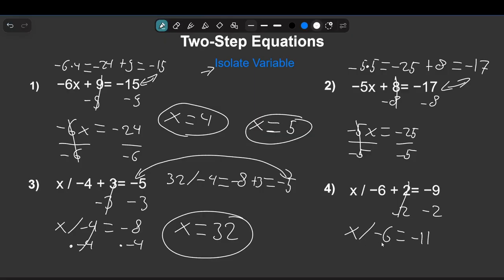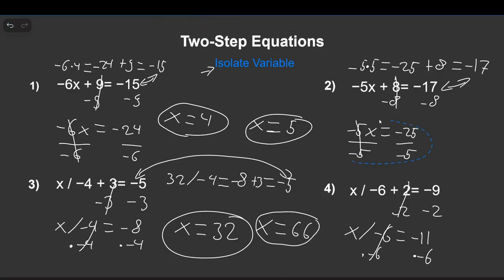And next step will be timesing or multiplying minus 6 on both sides. Minus 6. Well, again, these two cancel each other out, so we are left with our variable. So minus 11 times minus 6 equals 66. And this will be our final answer.